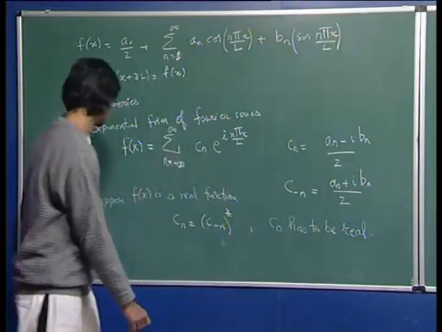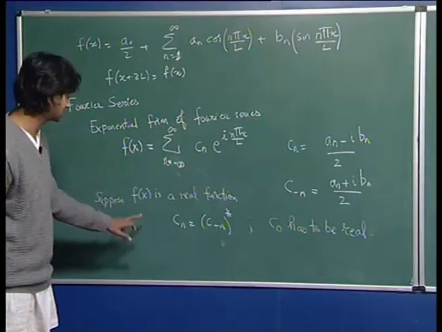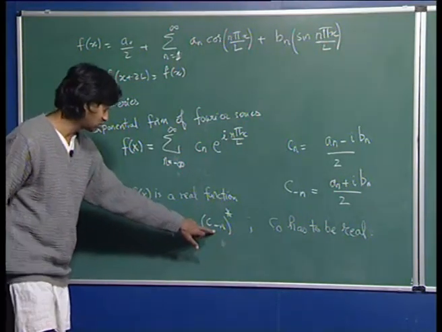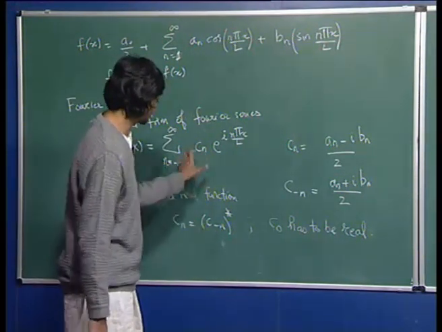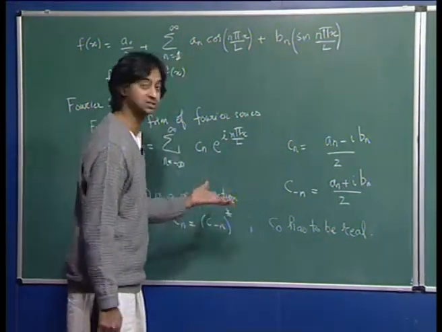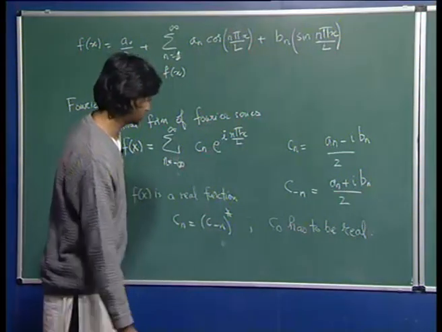Okay. So, this is the condition. If f of x is a real function, then C n has to be equal to the complex conjugate of C minus n. So that what you have is a number plus its complex conjugate, which has to be a real number.